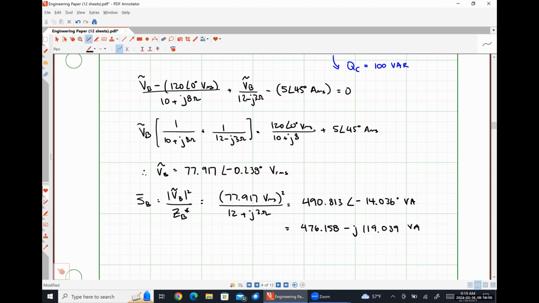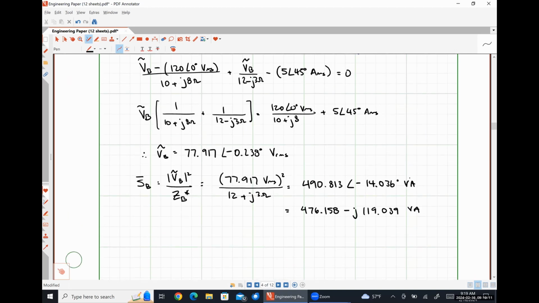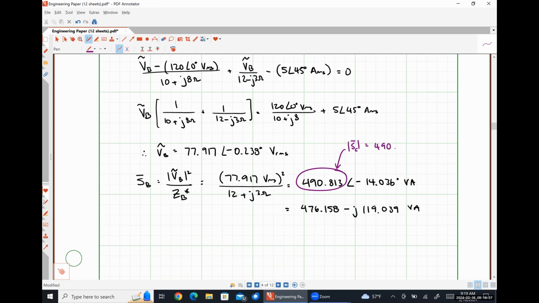Because I was asked to find the apparent power, scrolling up there to make sure, which is the number that I'm looking for. The magnitude, so 490.813. So this guy right here tells us that SC is 490.813 volt amperes.